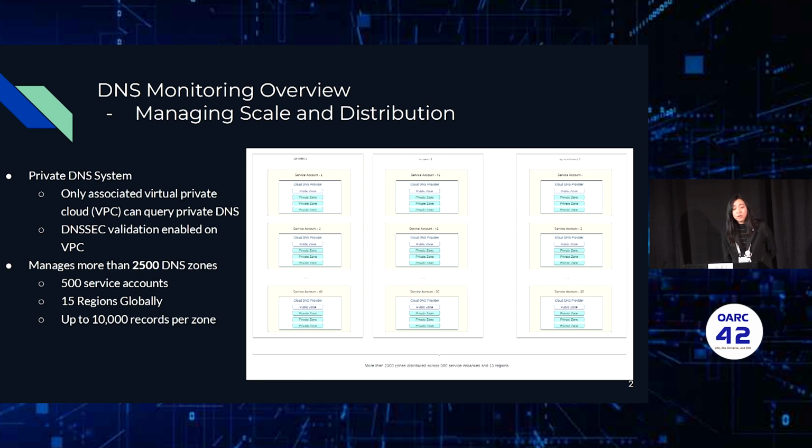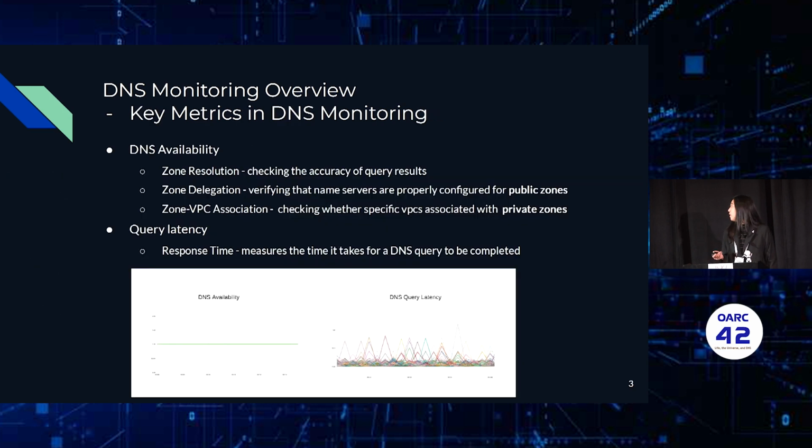So let's move on to the scale. Currently, our DNS system manages more than 2,500 DNS zones across 15 regions globally through 500 service accounts, and every hosted zone is able to host up to 10,000 records. Let's move on to our DNS monitoring. The key metrics are DNS availability and query latency.